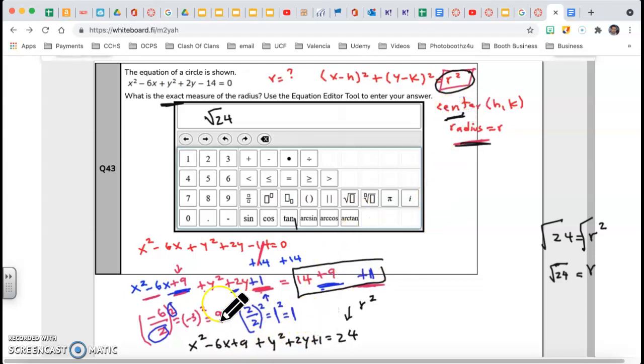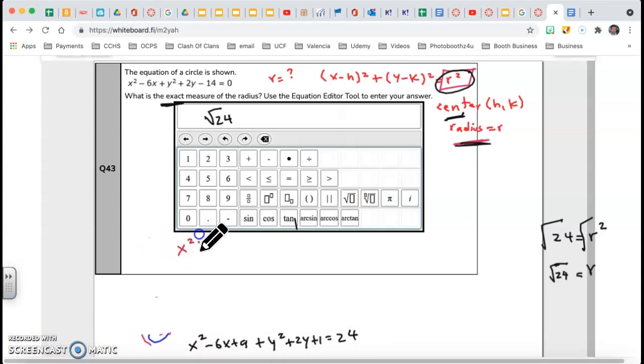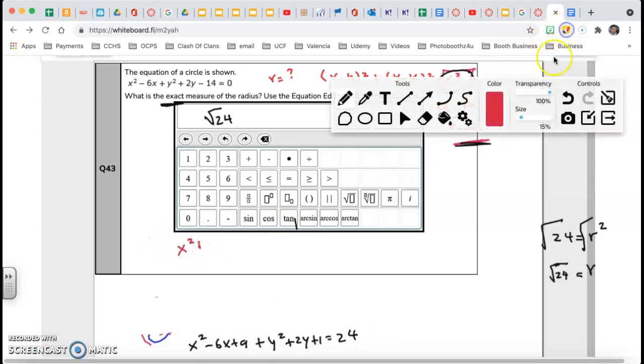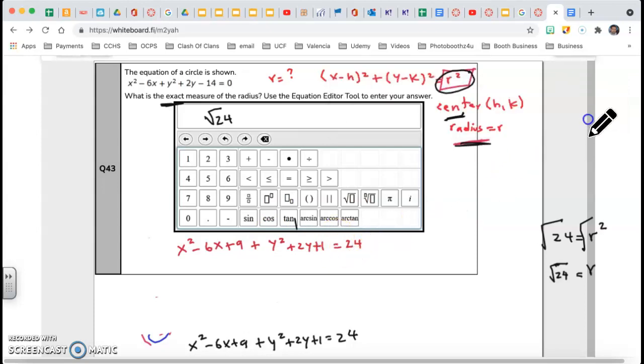So I'm going to erase this, and I'm going to keep the equation on the bottom. I'll have x squared minus 6x plus 9, plus the y's, which are different, I'll show you that in a minute, plus 2y plus 1 equals 24. All right, so let me go back to the top.